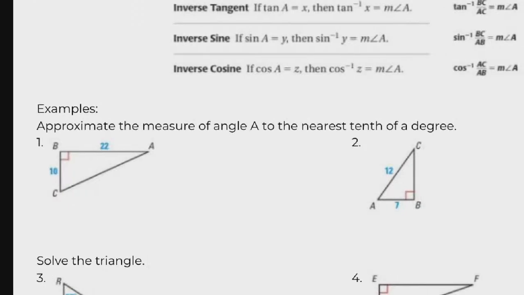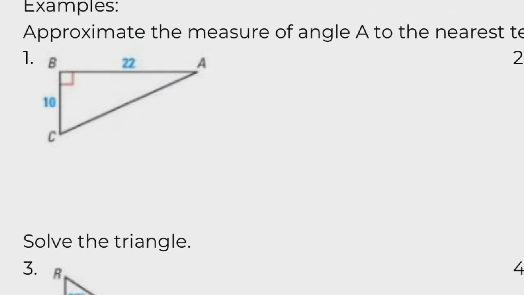So let's do an example. We want to approximate the measure of angle A to the nearest tenth of a degree. So we're looking for this angle here. What we're given is the opposite and the adjacent. So we're going to use tangent inverse, which is tangent with the -1 in the exponent area.